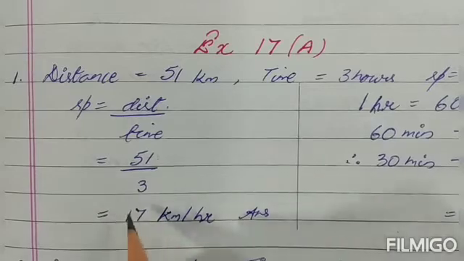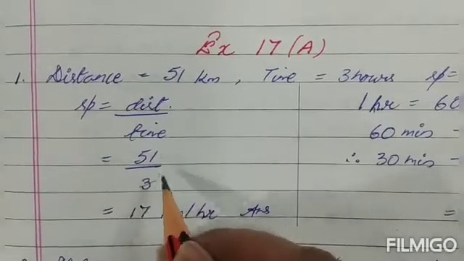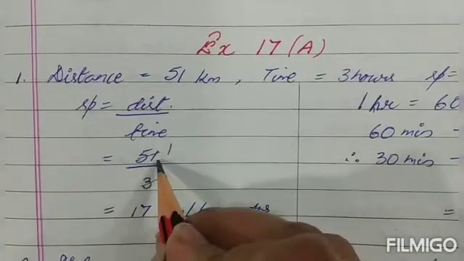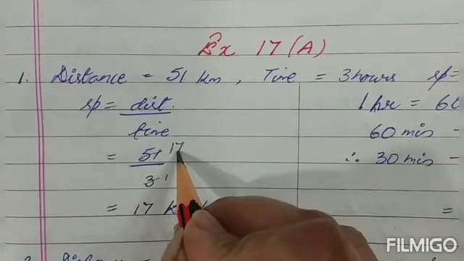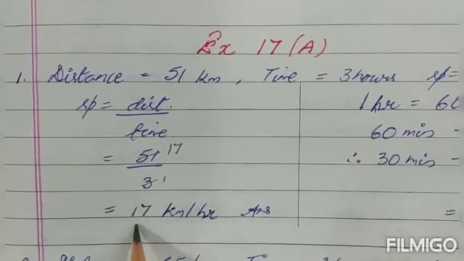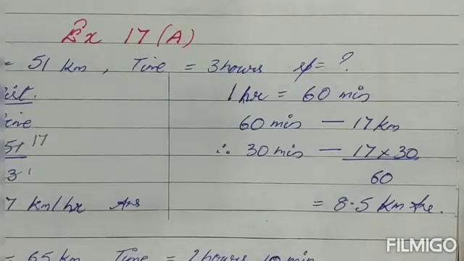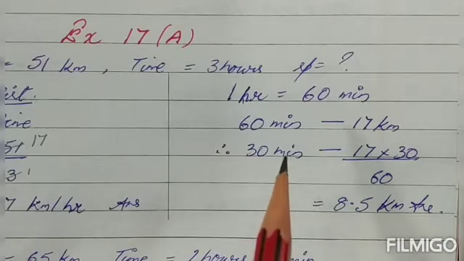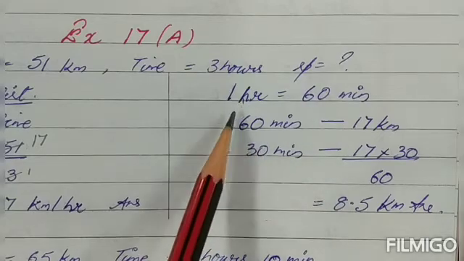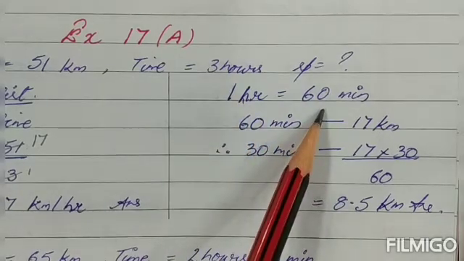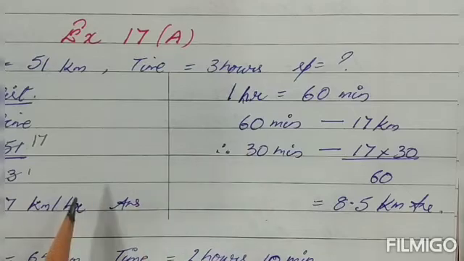Now you can reduce them by 3. So 3 ones are 3 and 3 fives are 15, and 3 sevens are 21. So 17 kilometers per hour is the first answer. Now there is one more part of it, children, where we have to calculate how much distance will the train go in 30 minutes. So we know, children, in 1 hour we have 60 minutes. Therefore, that means speed was 17 kilometers per hour.